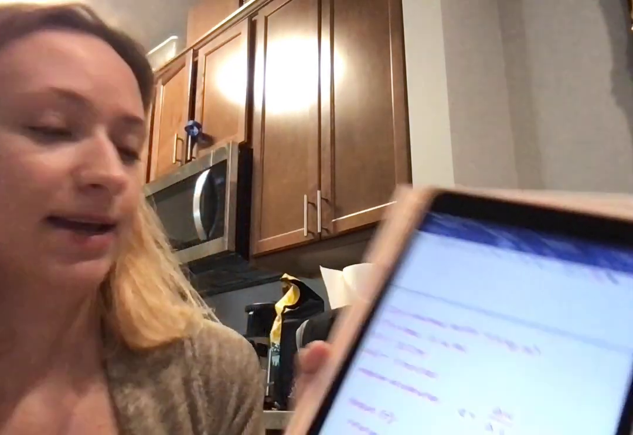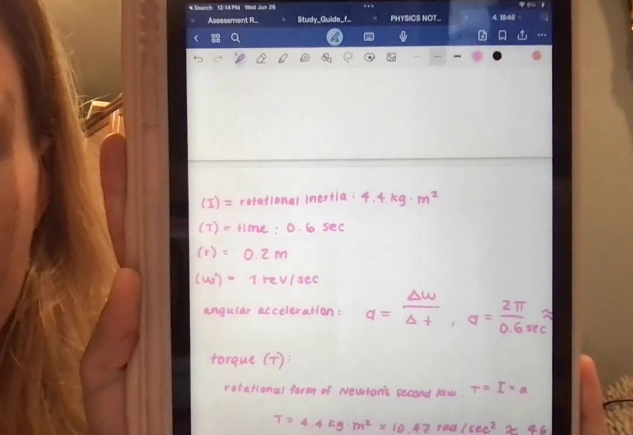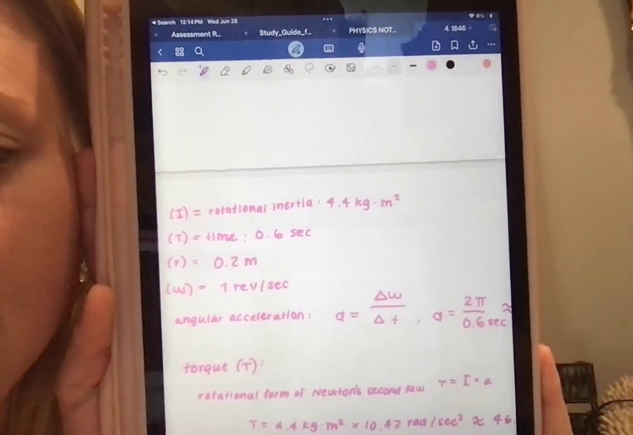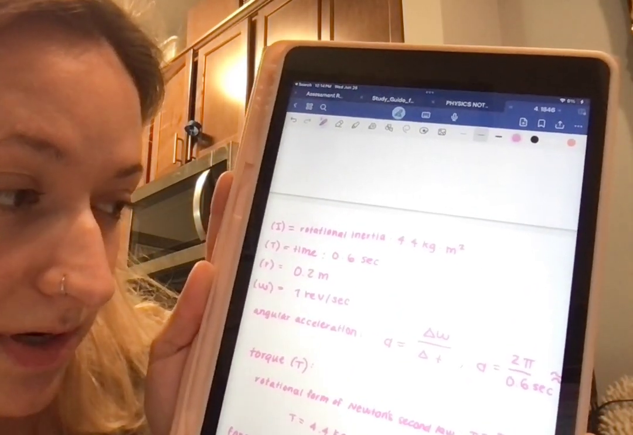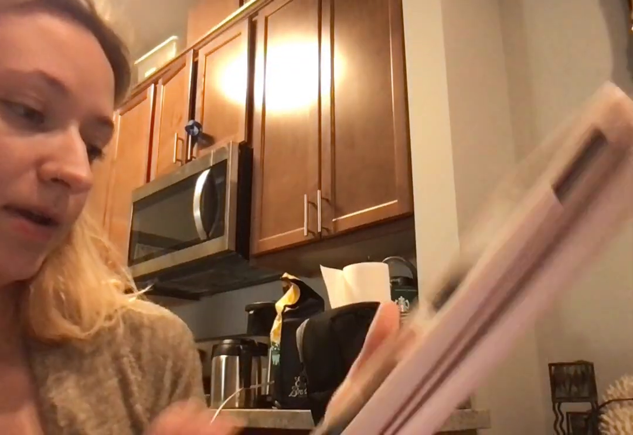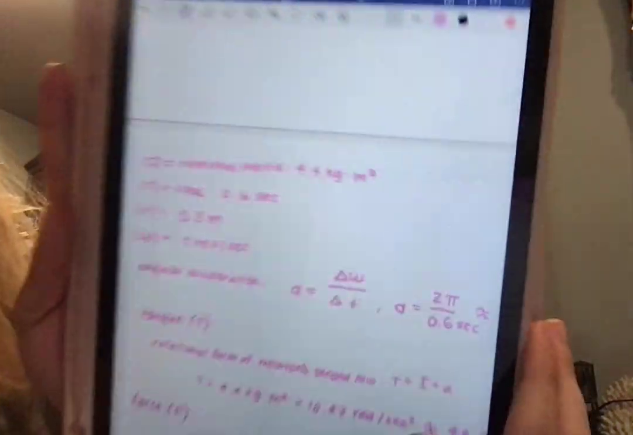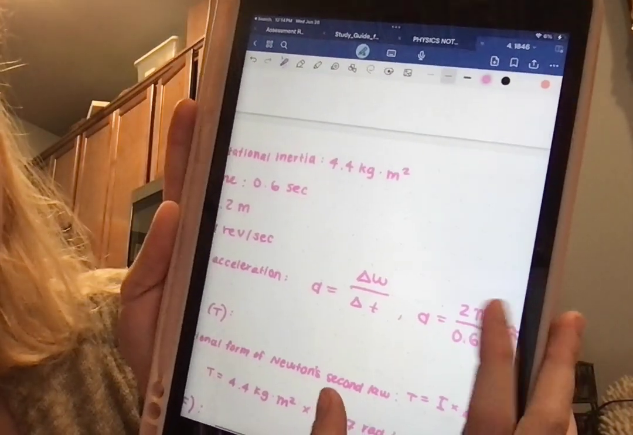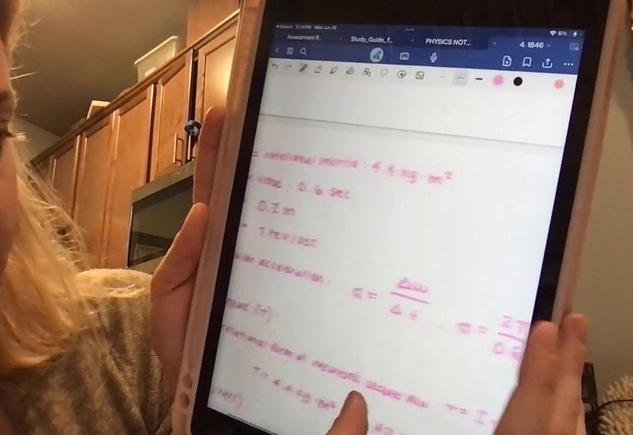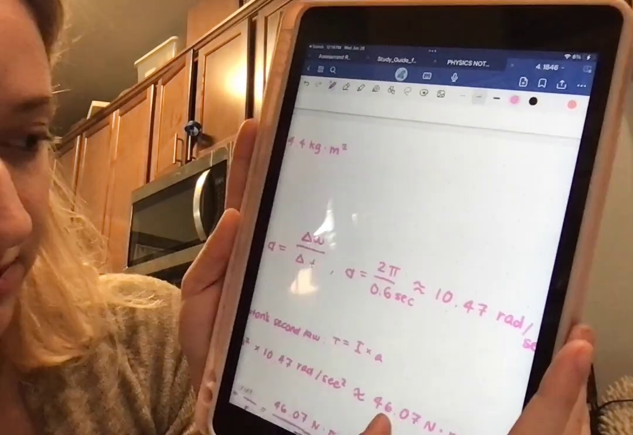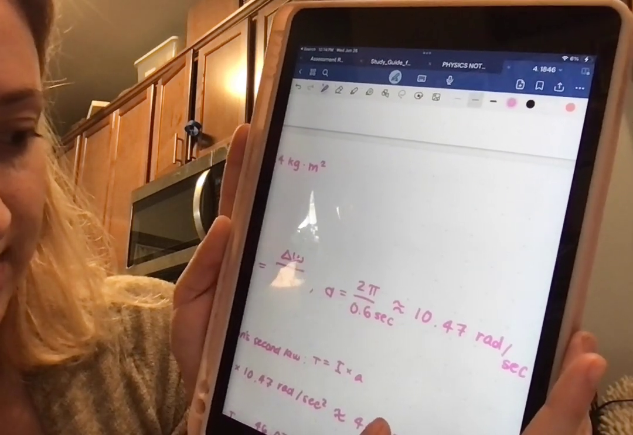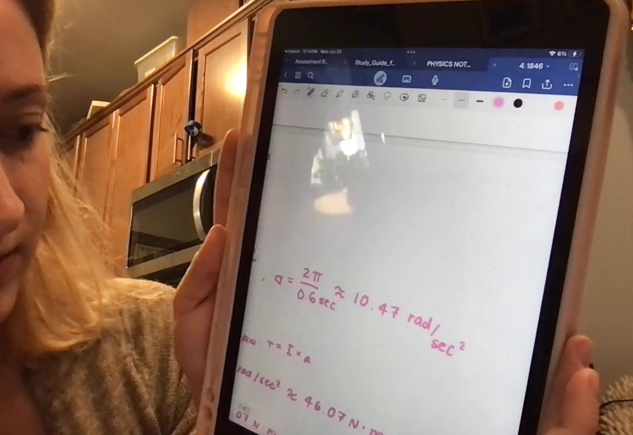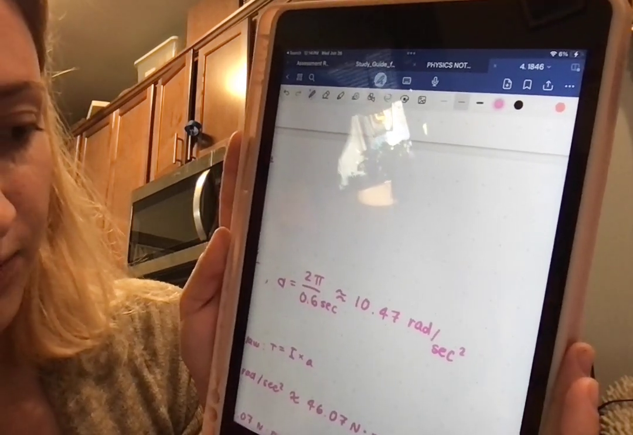So I did the first problem with the spinning ballet dancer. We're given the rotational inertia I as 4.4, the time of 0.6 seconds, r is 0.2 meters, and w is 1 rev per second. So first I found the angular acceleration using this formula. A equals the change in w over the change in time. So this would be 2 pi over 0.6 seconds, which comes to about 10.47 rad per second squared.